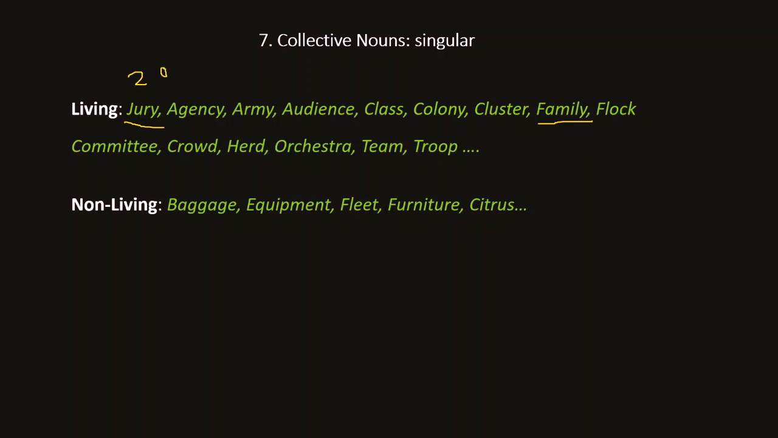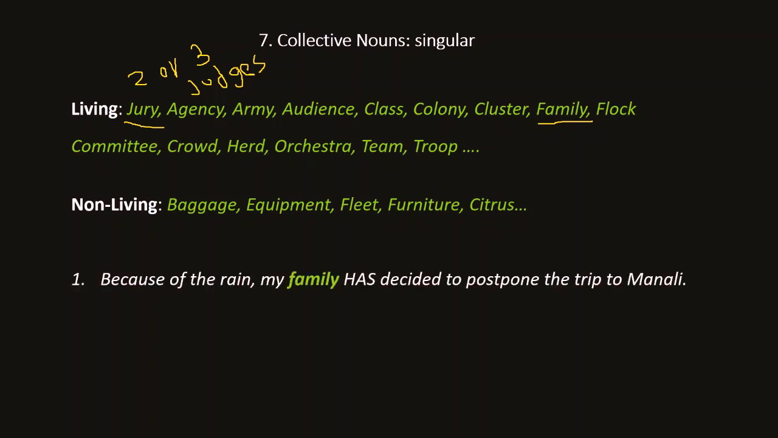And in GMAT, the collective noun is always treated as a singular noun. Look at the example. Because of the rain, my family has decided to postpone the trip to Manali. So the subject is my family and the verb is has decided. In the same way, in the remaining 2 sentences also, we see that committee and audience are followed by singular verbs.